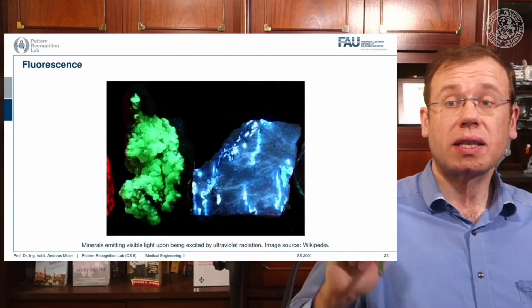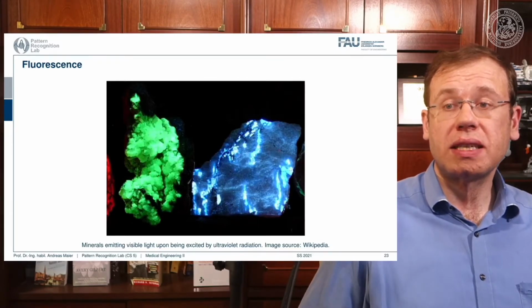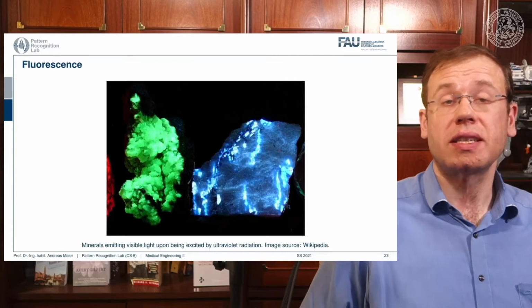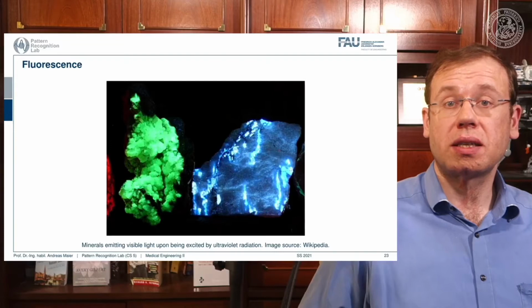So here we have an example for this fluorescence effect. Here are minerals, and they are essentially emitting light when they are excited by ultraviolet radiation. And you see that depending on the material, they resonate at different frequencies, so they have different colors, and we can use this fluorescence in order to build a specific marker.